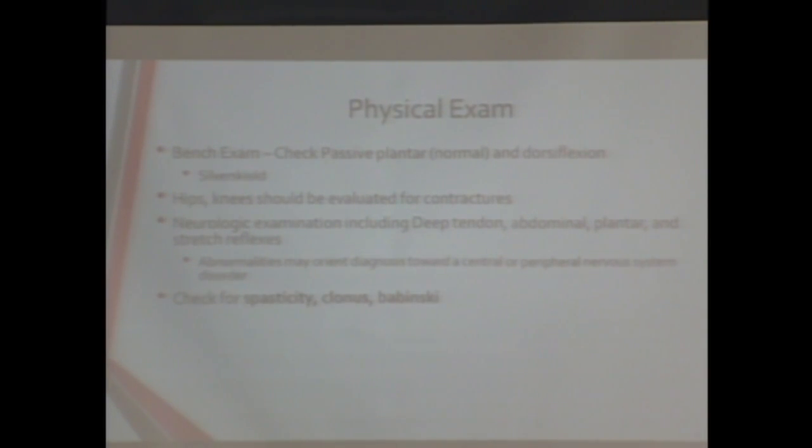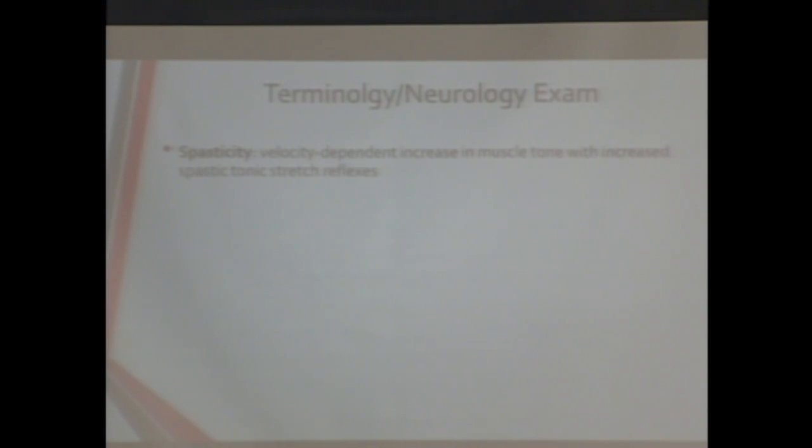And then on the physical examination, checking for things like spasticity, clonus, and the Babinski test. So what are those? For spasticity, that's a velocity-dependent increase in muscle tone with increased spastic tonic stretch reflex.